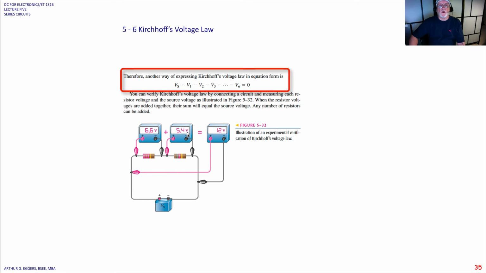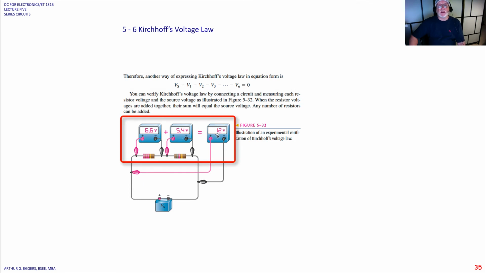You can see here what a voltage drop relationship actually looks like in terms of putting meters across the resistors. Okay, remember, for current, you break the circuit and insert the meter so it goes through. For voltage, you go across each of the resistors. So 6.6 across this resistor, 5.4 across this resistor, and if you measure across both of them, you get 12 volts.